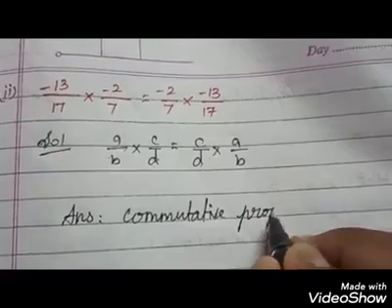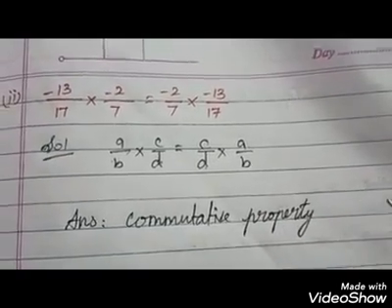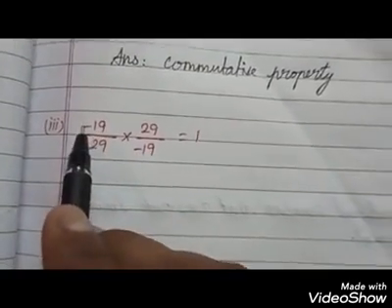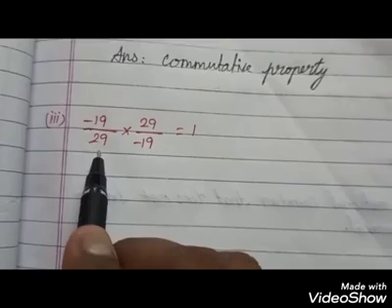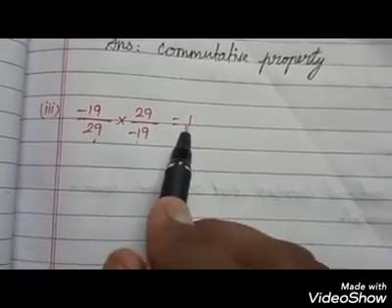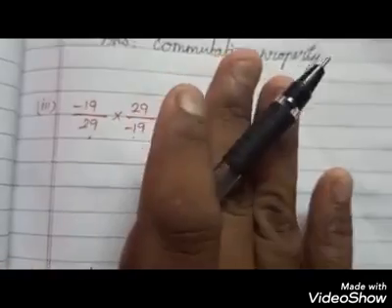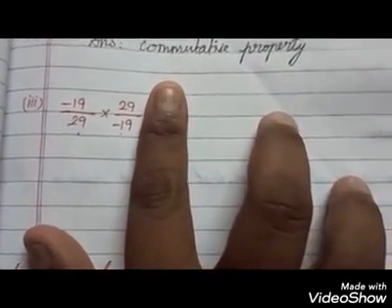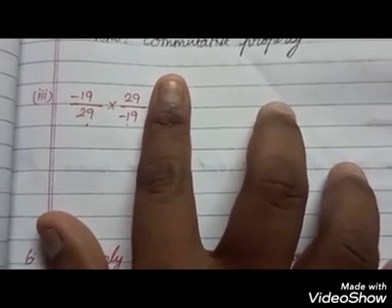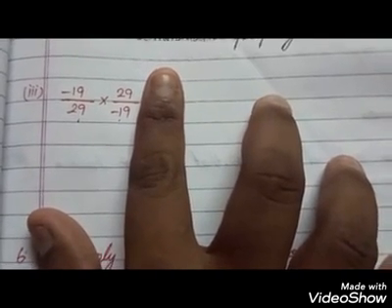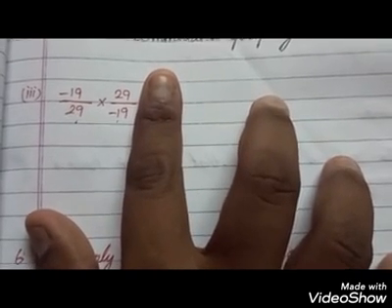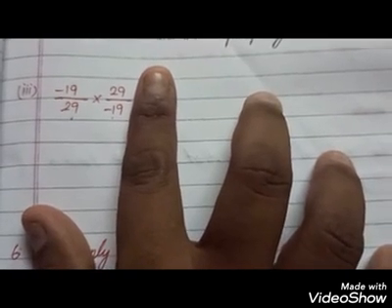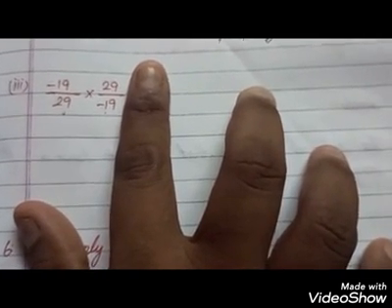Commutative property. And next, minus 19 by 29 times 29 by 19, you get 1. So you don't see this one. You look at this product. You see the first one, minus 19 by 29. You see the second one, 29 by minus 19. There is no changing of the symbol, but here the number should be taken reciprocal.